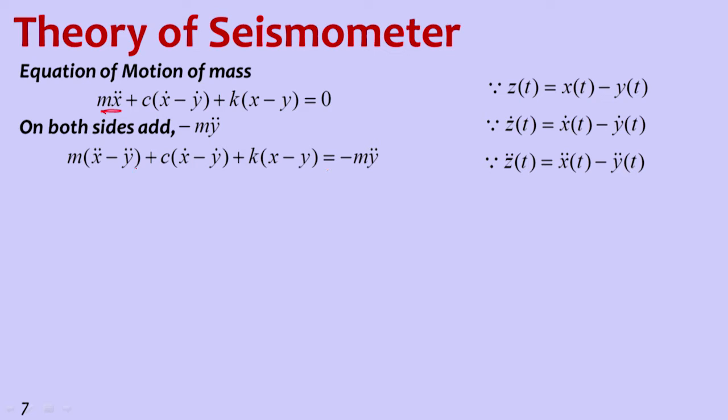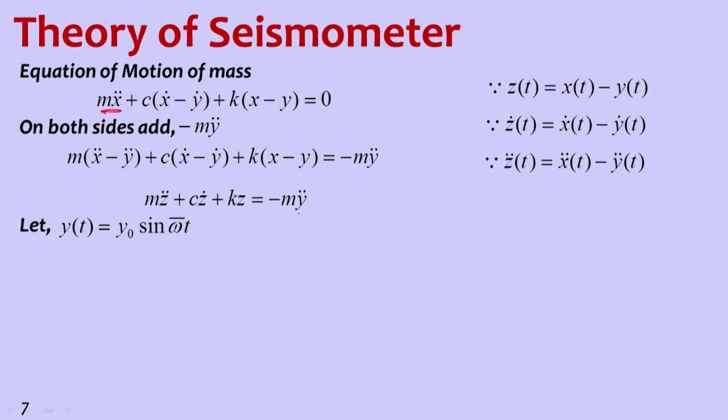So, if we call this x minus y as z, x dot minus y dot as z dot, and x double dot minus y double dot as z double dot, so we can rewrite the equation like this. So, this is the governing differential equation for a single degree of freedom system under earthquake excitation. This is similar to that.